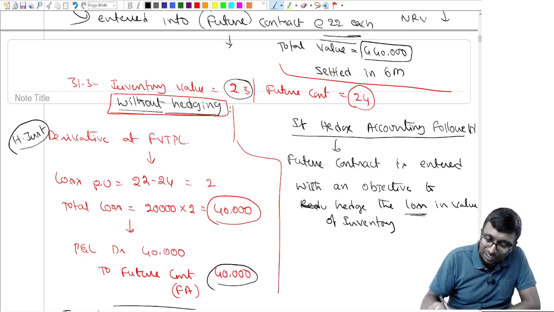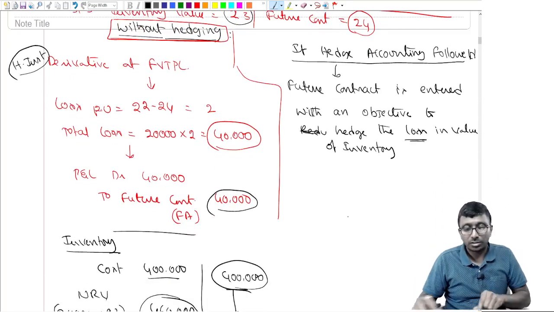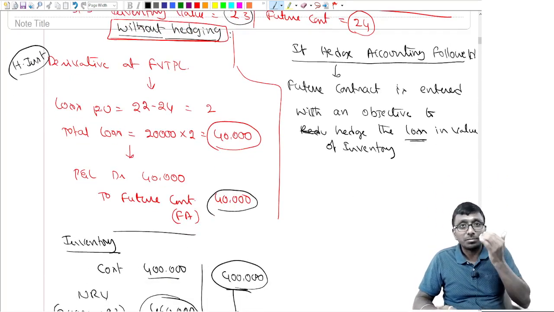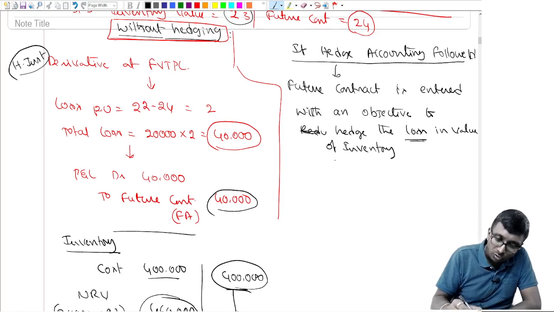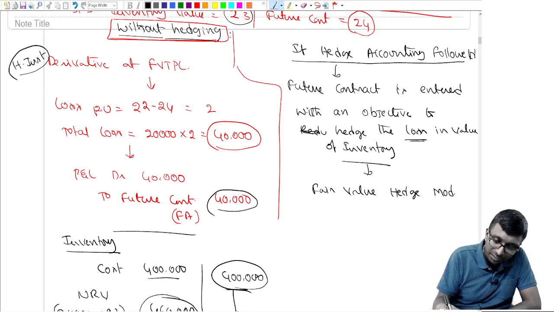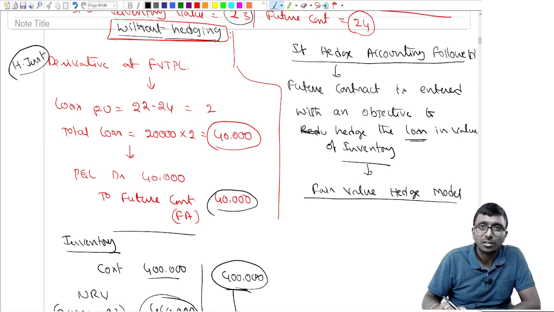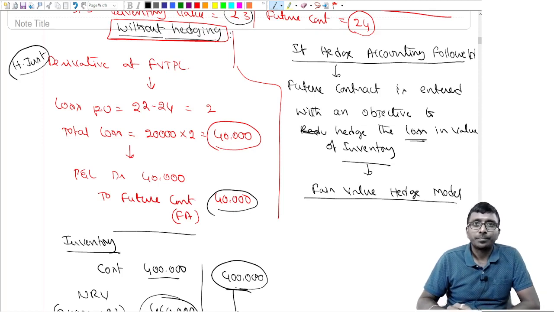So there is an asset already in the balance sheet, and we are expecting that there may be a loss because of the reduction in the value. We want to hedge it. That's why we entered into a future contract. So what is the model we'll follow? We'll follow the fair value hedge model. I will be explaining in detail about the fair value hedge model in a few minutes.